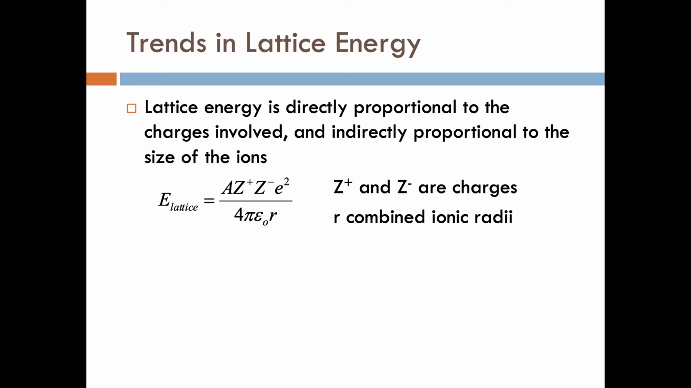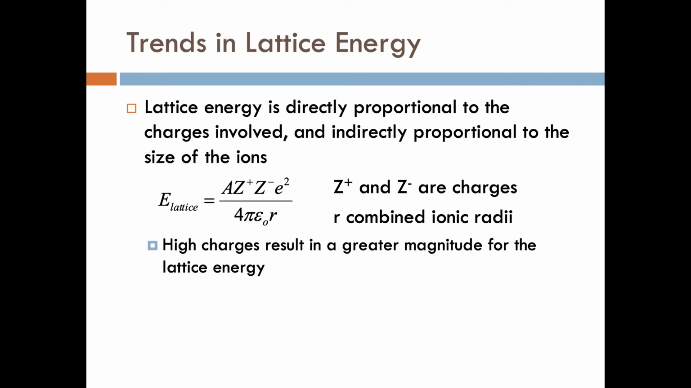We are probably not going to use this equation for anything, at least not for my lectures. I don't plan on using this equation. But what I do care about from this equation is the things that will tell us about general trends. Out of this whole equation, the only things that aren't constants are Z plus, Z minus, and R. Z plus and Z minus are the charges of your cation and anion respectively, and R is the combined ionic radii, or the size of your ions. Those are the two things that matter most to determining lattice energy, because pi, epsilon naught, e, the capital A, all of these are just constants and won't have any impact on the lattice energy itself.